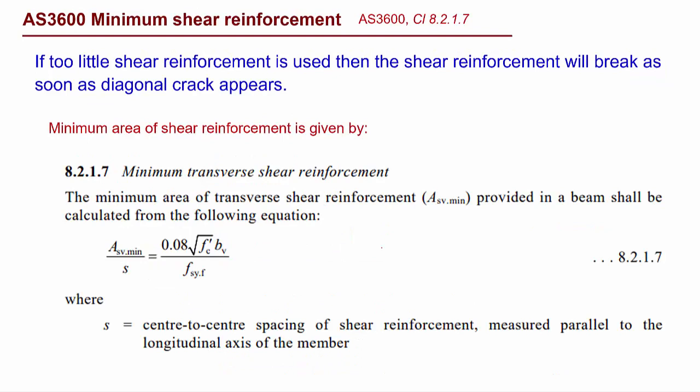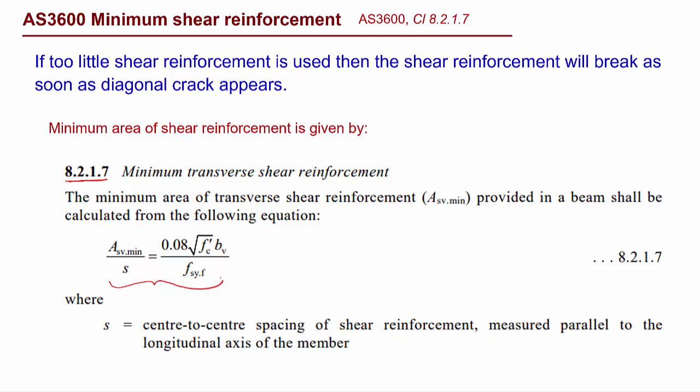And also, if you provide too little shear reinforcement, then there will be a risk of breaking of the shear reinforcement. So we have to make sure that we are providing at least a minimum shear reinforcement in the given concrete beam. And this minimum shear reinforcement is given in clause 8.2.1.7, and it is given by this equation. So this clause gives us the minimum amount of shear reinforcement when the shear reinforcement is required.